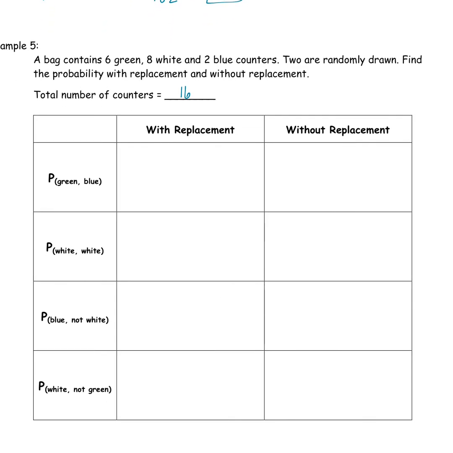So with replacement, we want a green and then a blue. So there's 16 markers the first pull, 16 markers the second pull. Remember, we're putting it back after we pull it. So there's 6 greens out of 16, put it back in the bag, and there's 2 blues. Multiply straight across, math frac, 3 out of 64.